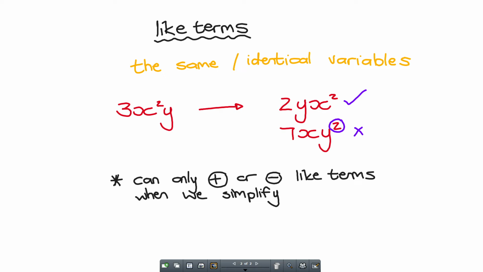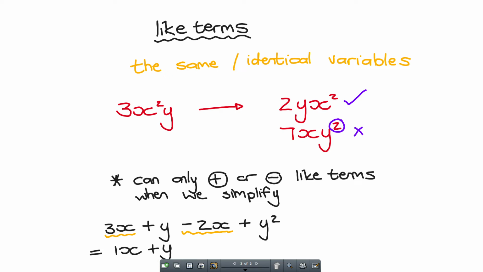So if I were to give you 3x plus y minus 2x plus y squared. Okay? So which one of these are like terms? Which ones have got the same unknown? The 3x and the minus 2x. So that can be simplified to 1x or just x. The y doesn't have like terms, so I just rewrite again. Y squared doesn't have like terms, so I just rewrite again. Does that make sense?